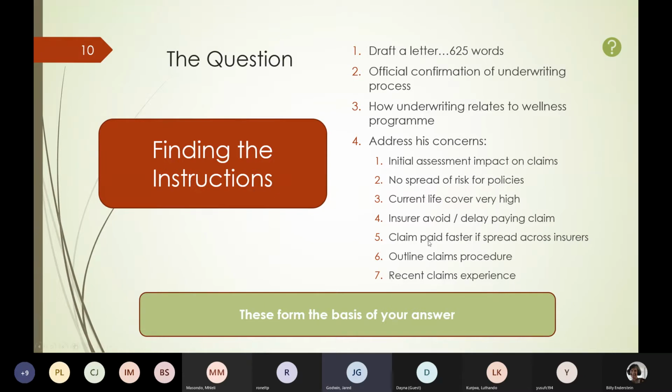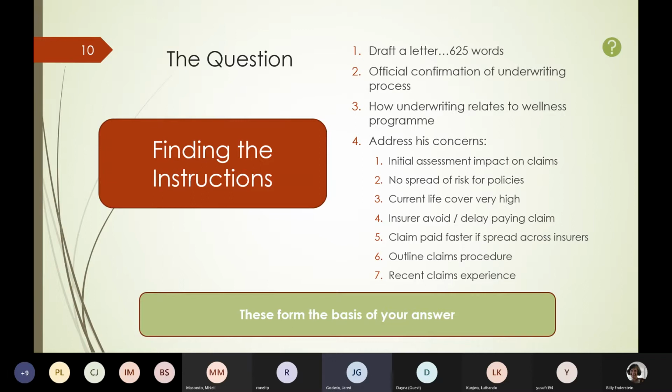And he's worried about the ability. This was interesting for me, is that it's paid faster if spread across insurers. That's what his thinking was, the client. But I didn't really see it in the solution, the model solution that was put out. So again, maybe I missed it, but I didn't see it out there.